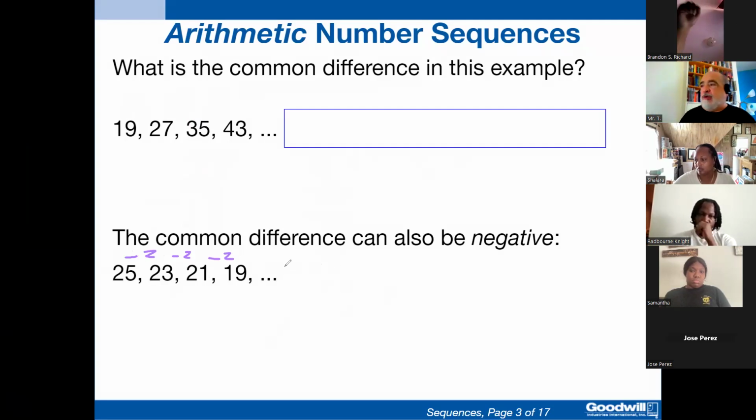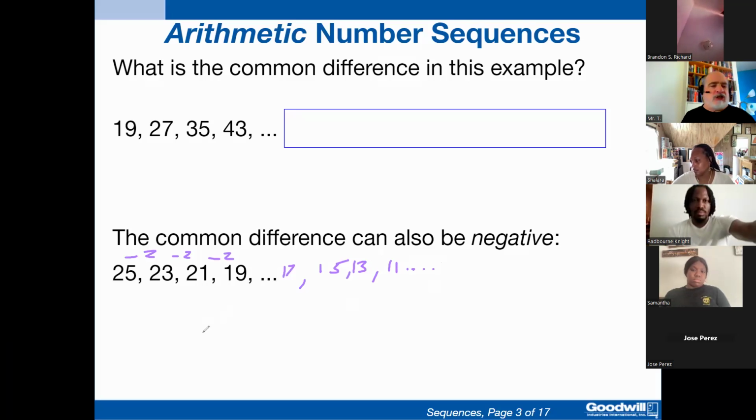So Richard said the common difference here is a negative number, it's -2. So what we're doing is we're not adding 2 each time, we're subtracting 2. And then if we continued, we'd have 17, 15, 13, 11, etc. Eventually, what number would we reach if we keep just subtracting? What kind of number would we reach?